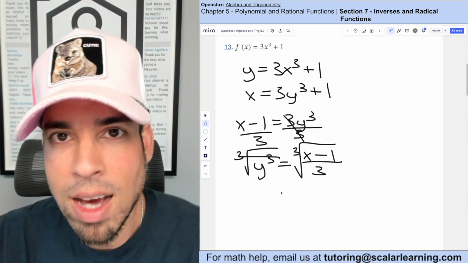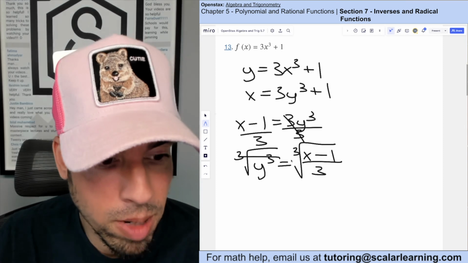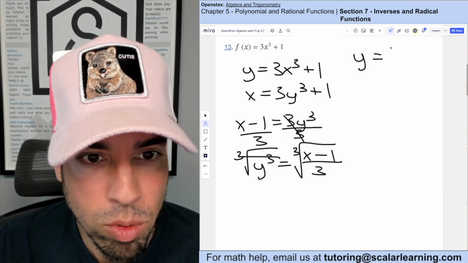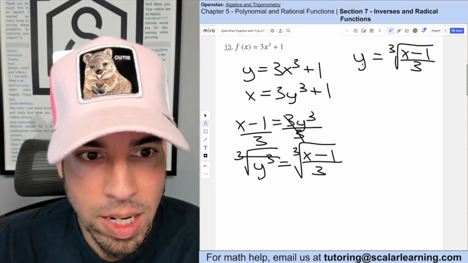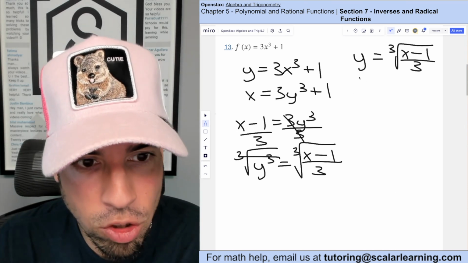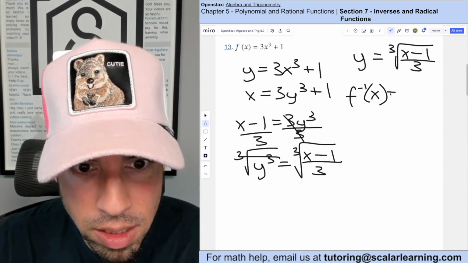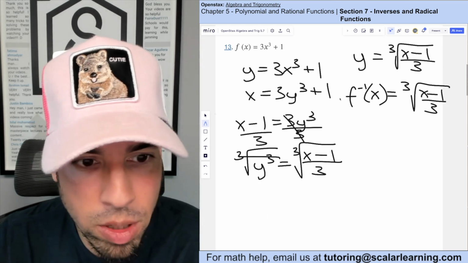And notice with an odd root, like a cube root or a fifth root, we don't have to worry about that plus or minus, okay? It's just, it is what it is. So then we have y equals the cubic root of x minus 1 over 3. Last but not least, let's get that right function notation. So I'm going to swap out y with f of negative 1, or f inverse of x, equals that cubic root of x minus 1 over 3.